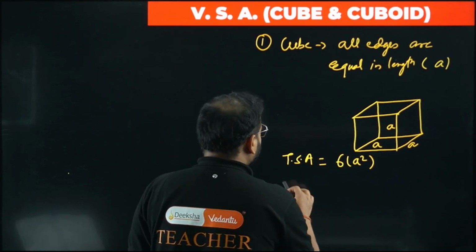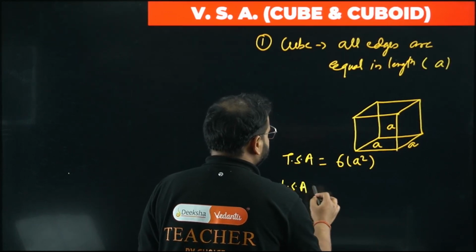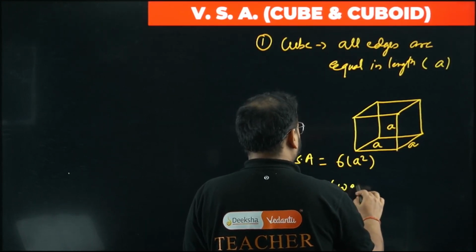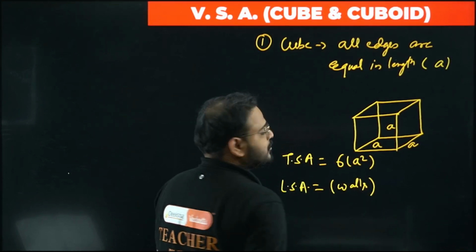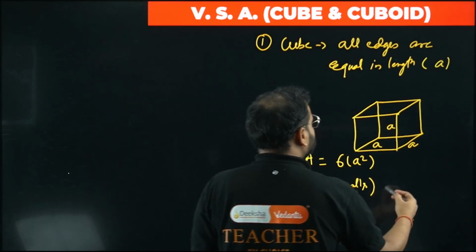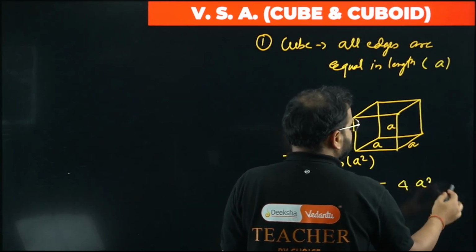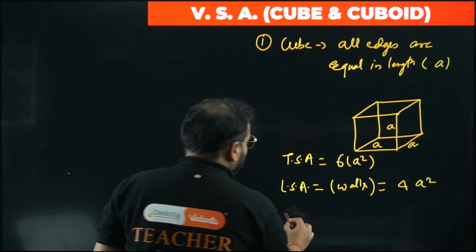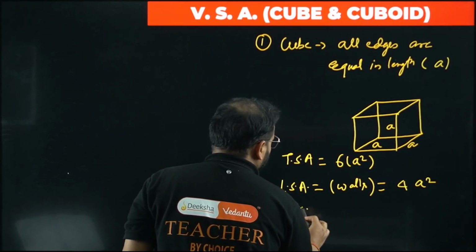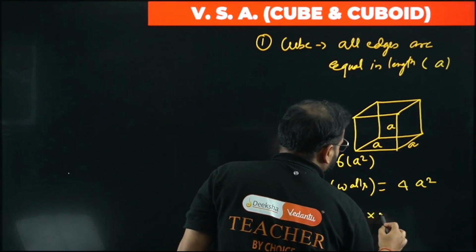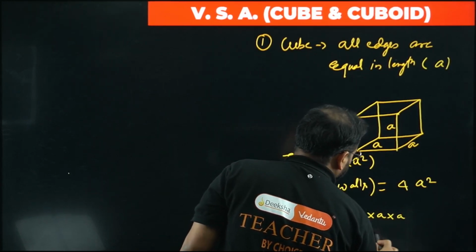What about LSA? What is LSA? Lateral surface area, meaning only walls. So how many do we have? We have to leave out the top and the bottom part. So what will that become? 4 square surfaces, so 4a square. What about volume? Volume would be given by simply a into a into a. How much is that? a cube.